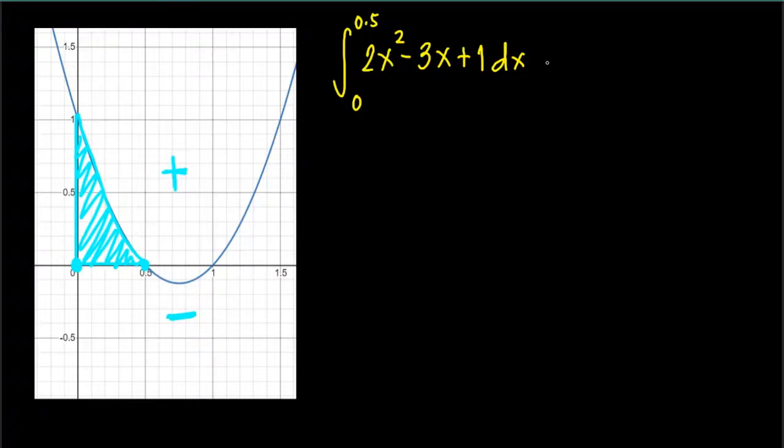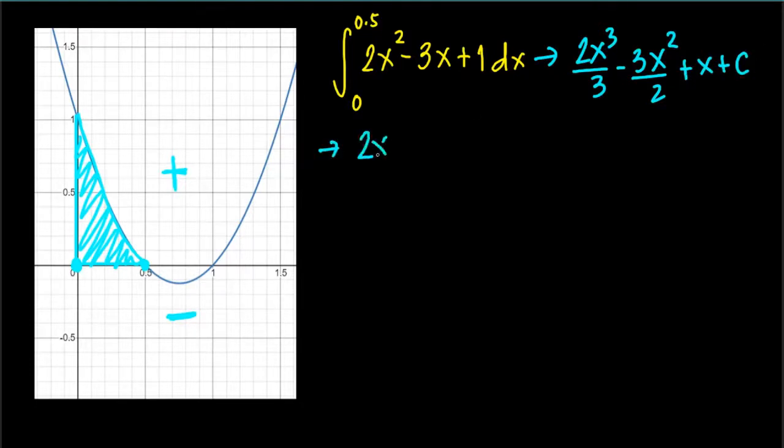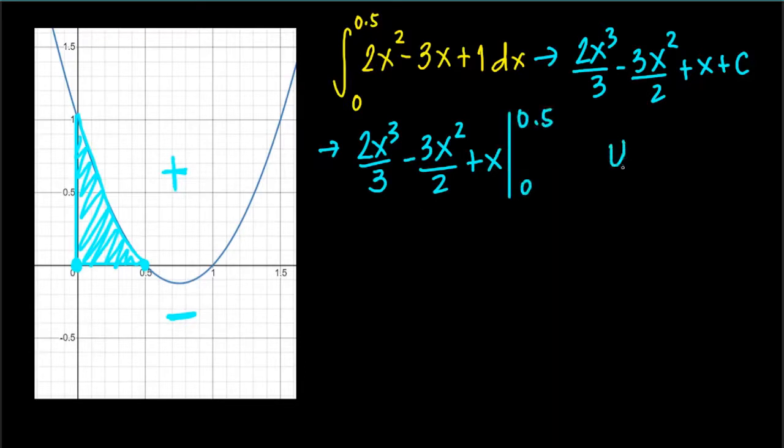Okay? So, its indefinite integral is 2x cubed over 3 minus 3x squared over 2 plus x plus c. Okay. Next, there is nothing to simplify here, so just copy 3x squared over 2 plus x, and then the small bar from 0 to 0.5. And then once again, upper minus lower.